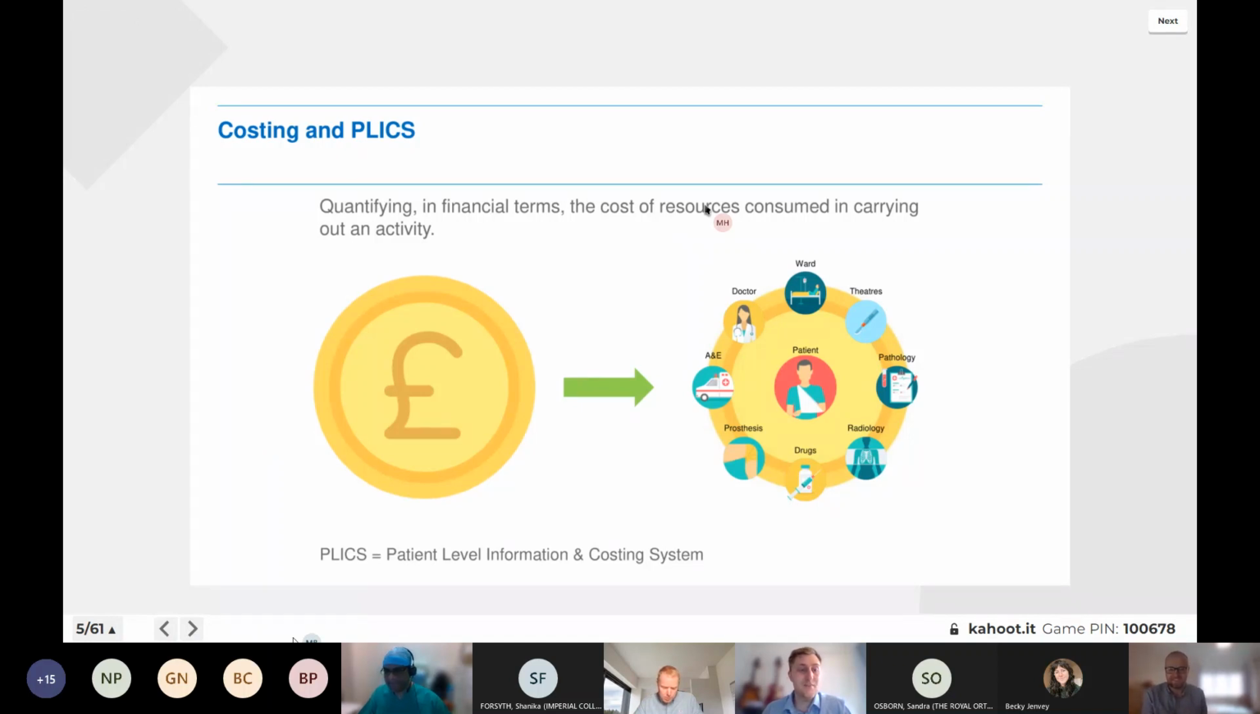So costing is the process of quantifying the cost of resources consumed in carrying out an activity. So in terms of the NHS, that's quantifying how much it costs our resources such as doctors and nurses to carry out their activities like ward rounds, clinics and theatre sessions.